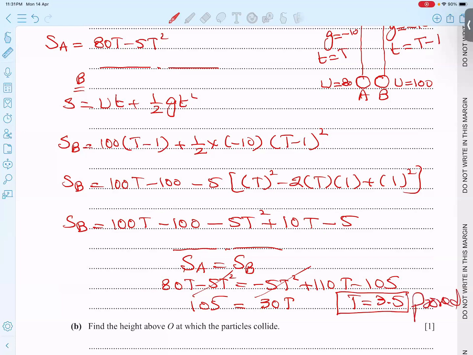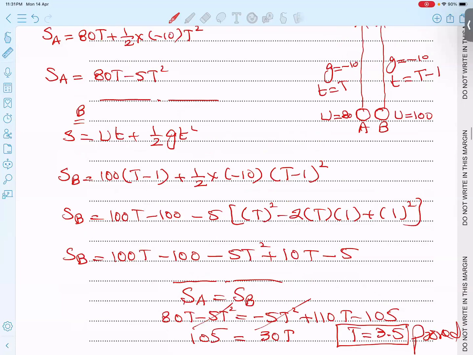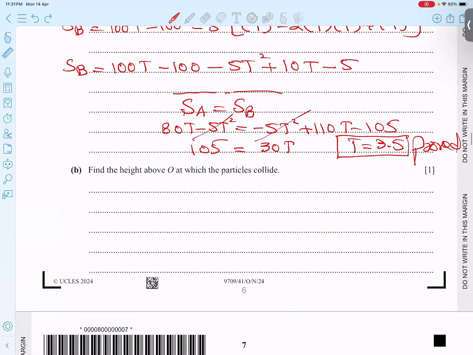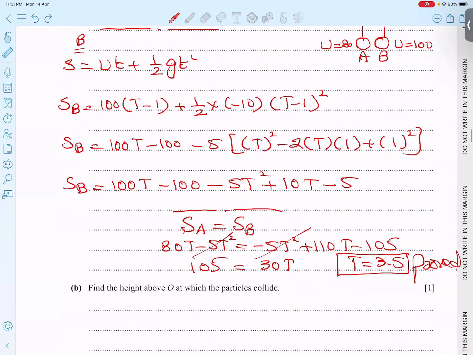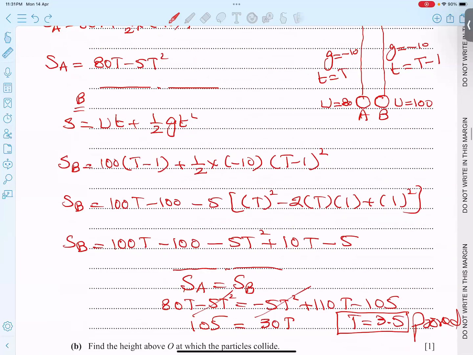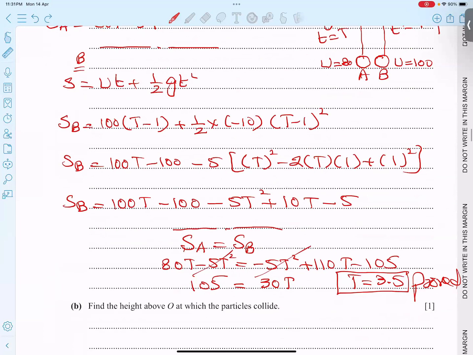So I hope this part is very clear. This part we've done, and now let's go for the next part. The next part is to find the height above O at which the particles collide. So we need to find the height. How do we find the height of the collision? I have two options: either I plug in this and this, or plug this value into this equation. I think the upper equation is better.